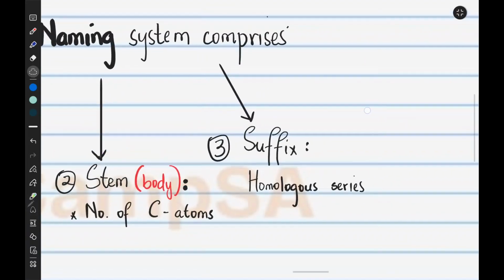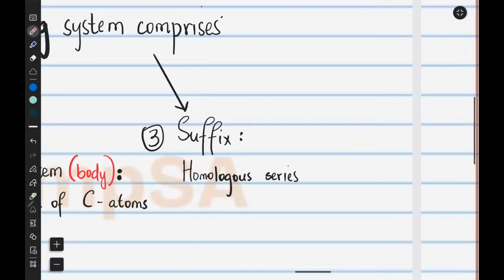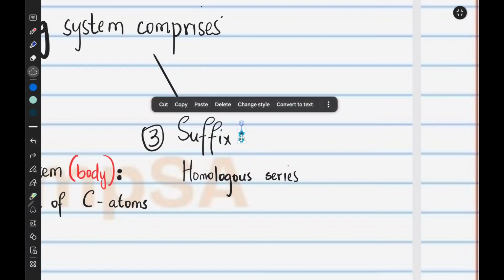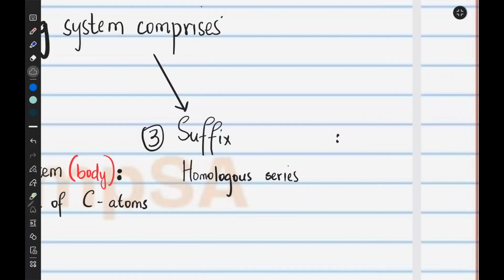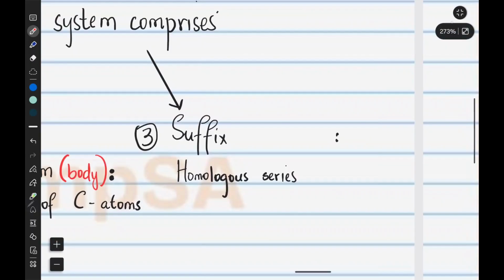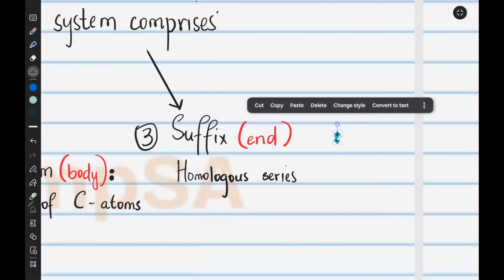All right, so then next we focus on the suffix. The suffix typically tells us about the end part of the word. So that one will tell us about the homologous series of that particular organic compound that we would be trying to name. Okay, so in the case of alkanes, remember, the suffix will always be ANE. So I'll just call it the end, right?